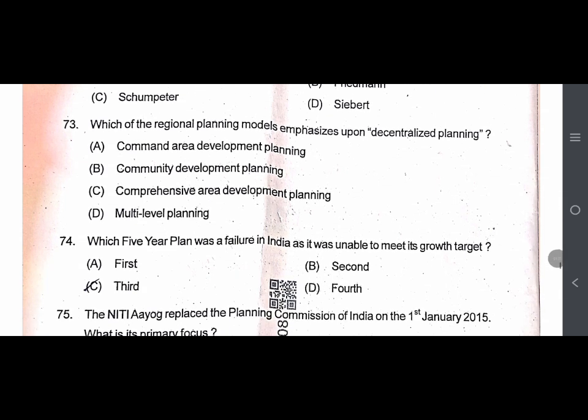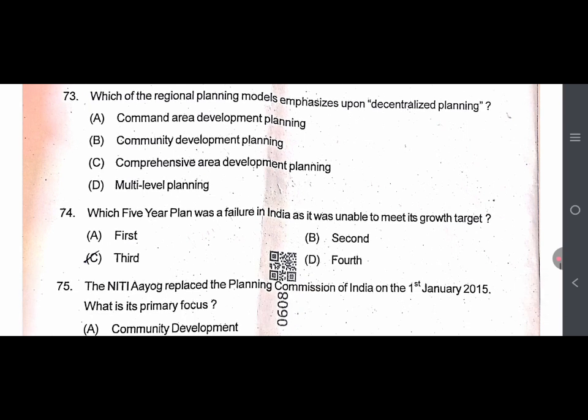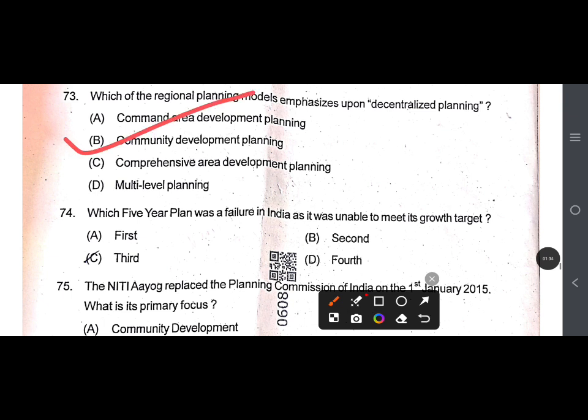73. Which of the regional planning model emphasizes upon decentralized planning? Okay, answer to be community development planning, option B. 74. Which 5-year plan was failure in India as it was unable to meet its growth target? Okay, answer to be second.